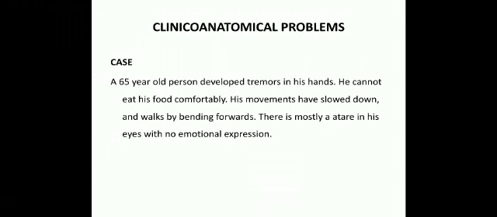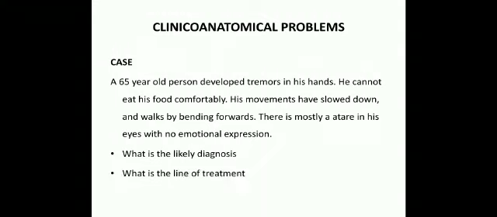So, one case scenario: a 65-year-old person developed tremors in his hands. He cannot eat his food comfortably. His movements have slowed down and he walks by bending forwards. There is mostly a tear in his eyes with no emotional expressions. What is the likely diagnosis? What is the line of treatment?